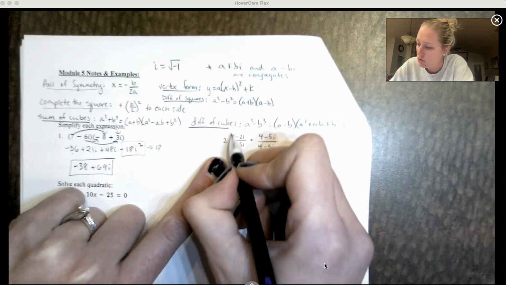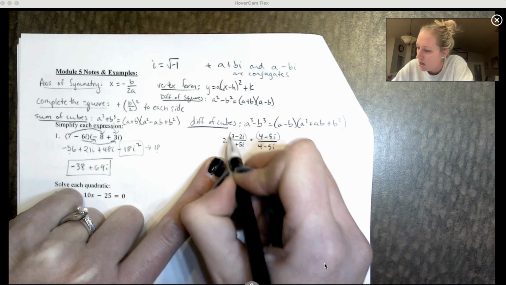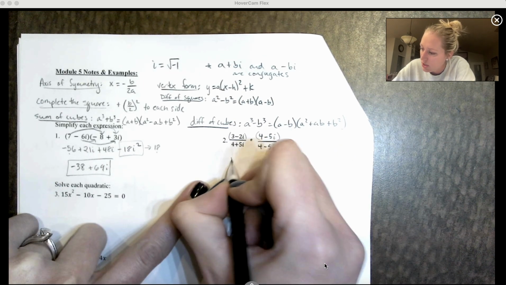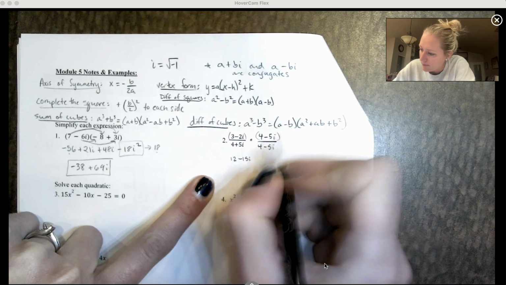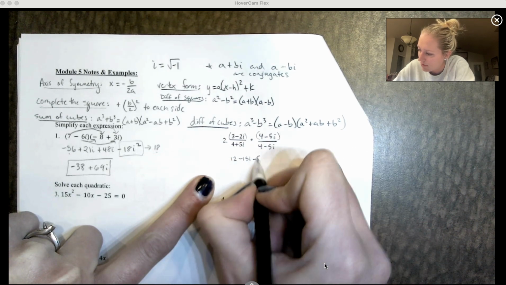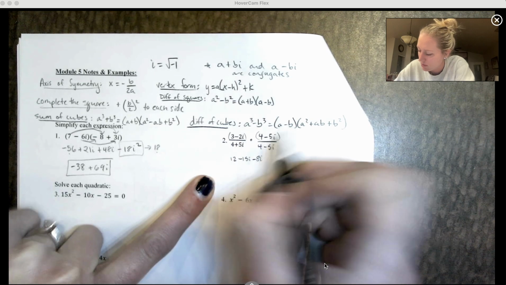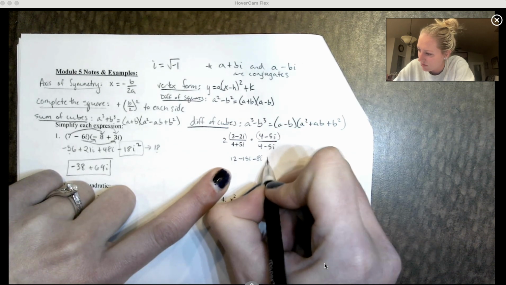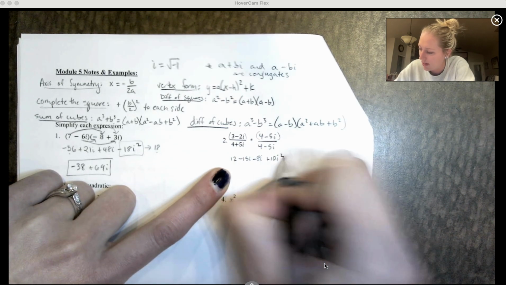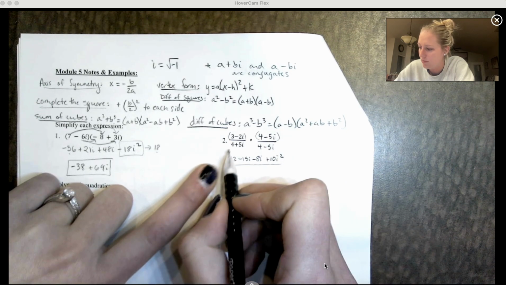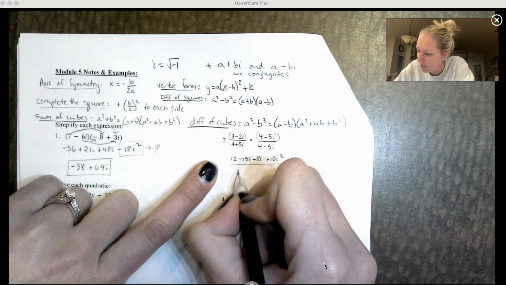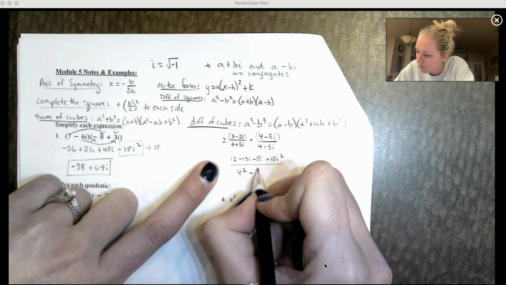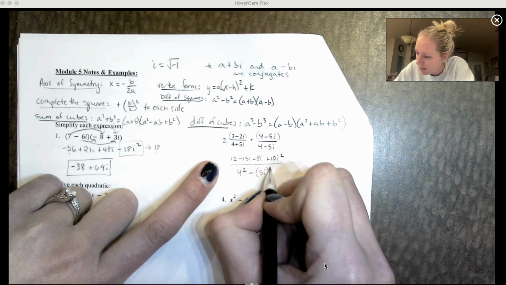So we are going to distribute across the top. So I've got 12, 3 times negative 5i, negative 15i, negative 2i times 4, negative 8i, negative 2 times negative 5i is positive 10i squared. Okay, on the bottom, we're going to have something really similar, but this is a difference of squares. So if you recognize that, the shortcut is it's 4 squared minus 5i squared.